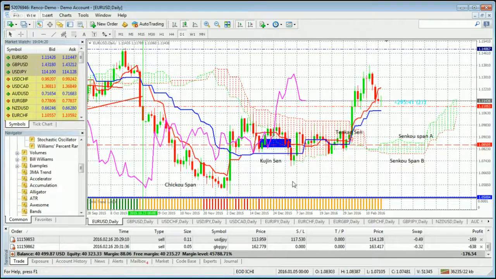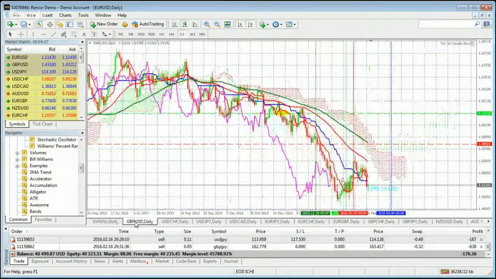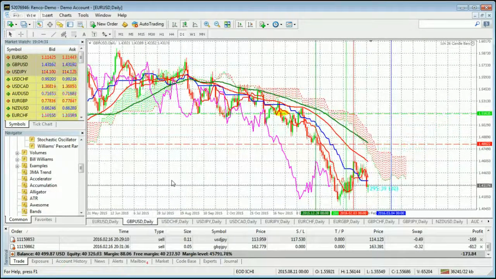Now, let's have a look at the next chart and see what that is delivering. Here's the pound US. Now this one, let's have a quick look. What's happening here?